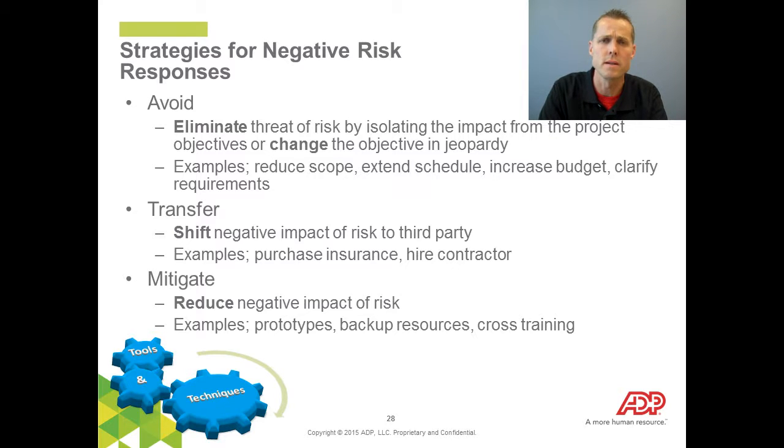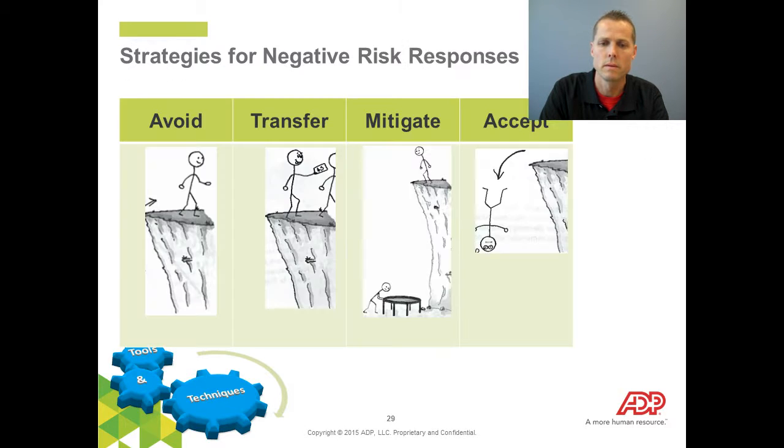Transferring the risk is shifting the impact of a risk to a third party. So if we buy insurance, now that insurer bears the cost. Should something happen, they have to pay out. Mitigate means we're reducing the negative impact of the risks. Examples: prototype, backup resources, cross-training.